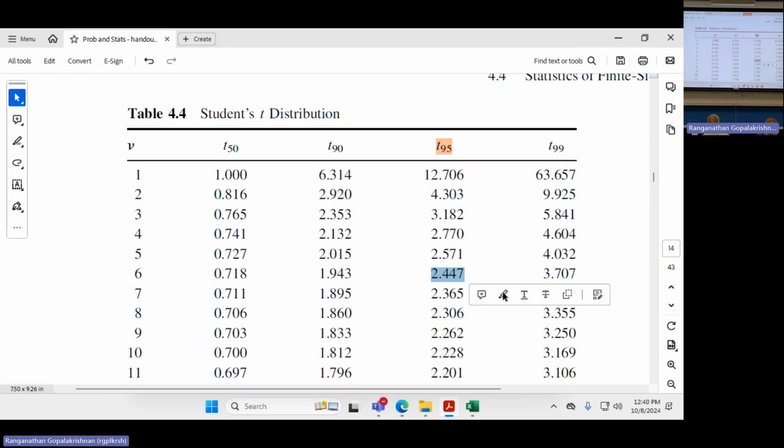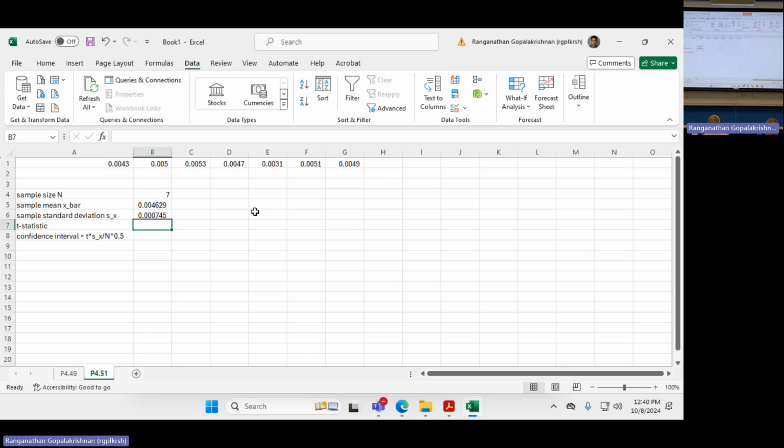So 2.447. Okay. So that is our value for 6 degrees of freedom and 95% confidence. So the confidence interval is t-statistic multiplied by standard deviation divided by square root of number of observations.